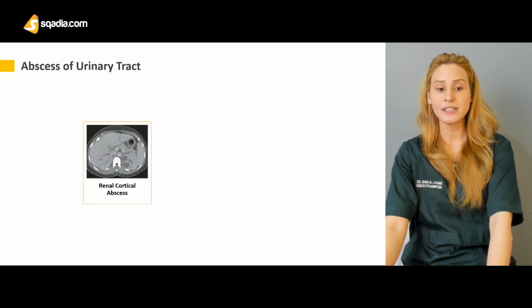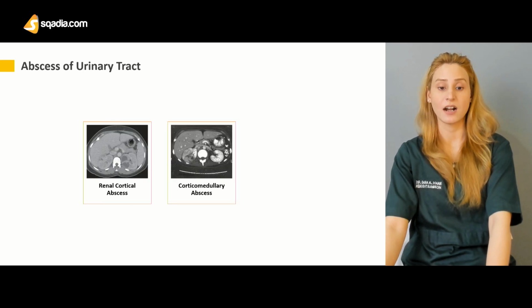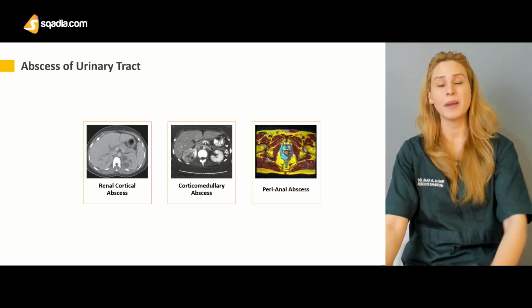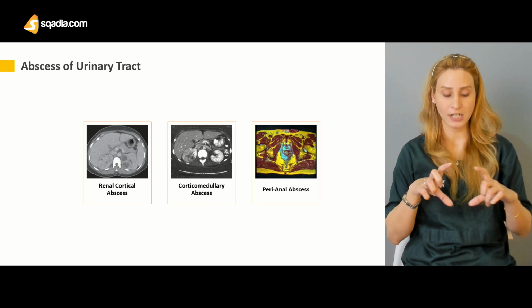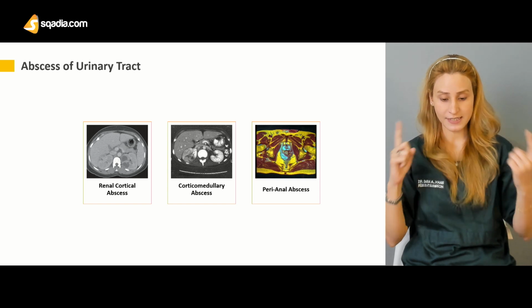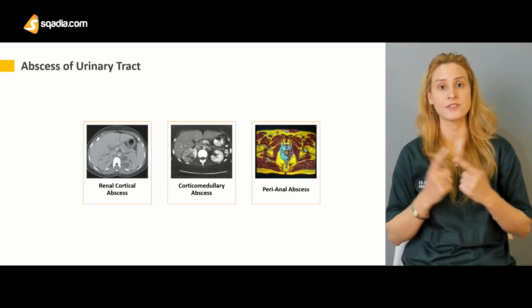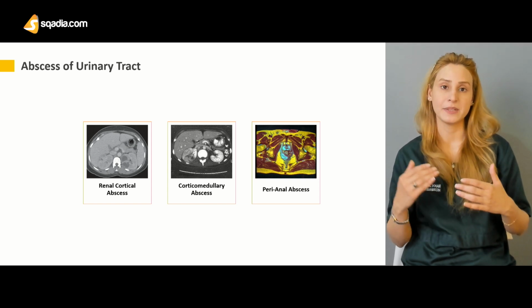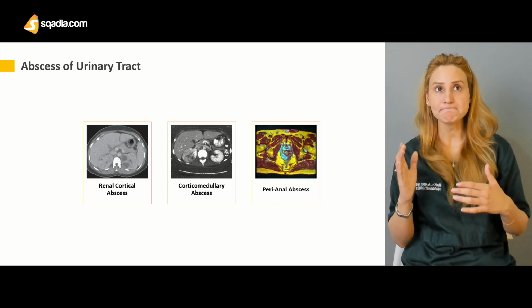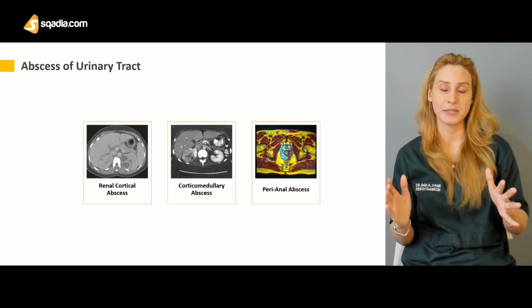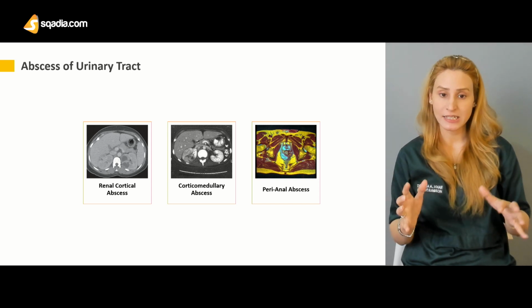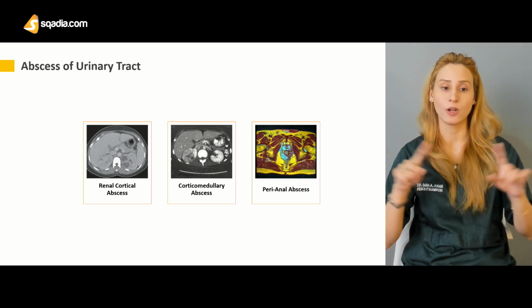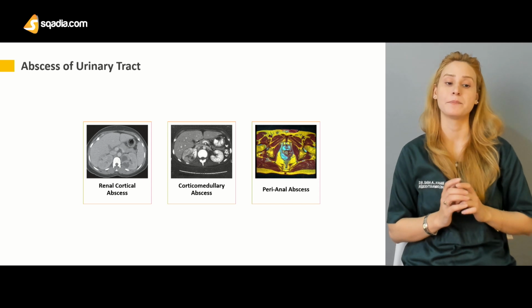So there can be renal cortical abscesses, there can be corticomedullary abscesses, and there can be perirenal abscesses. The perirenal abscesses are the ones on the outer surface of the kidney, just close to the capsule. The corticomedullary abscesses would be the ones involving the cortex and the medullary part inside the capsule, and then you have the renal cortical abscesses, which are just involving the cortex of the kidney.